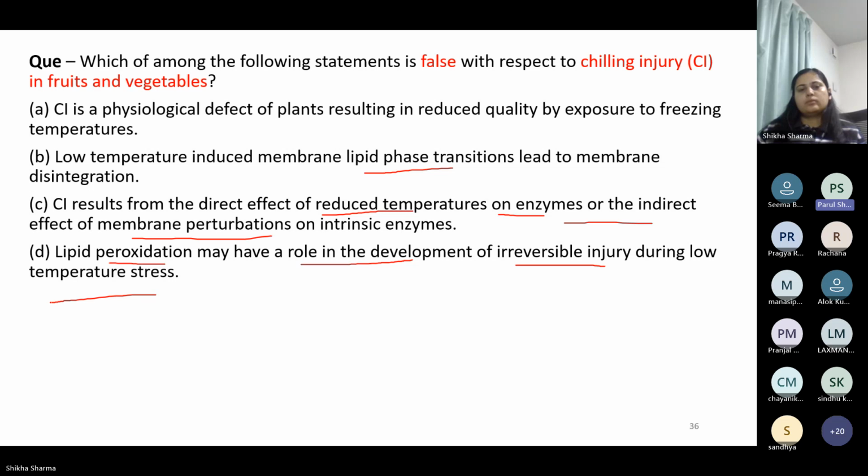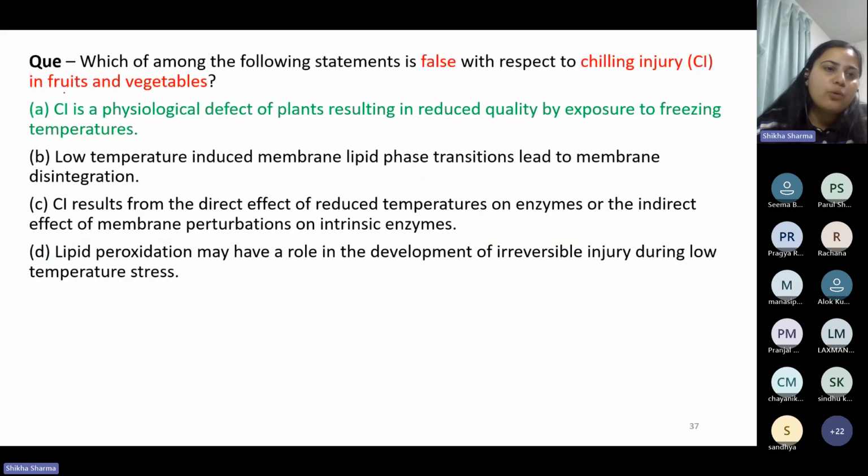Option D. D is false. Okay. Option A. Anyone else? Option A is false. Option A, madam. So option A is false.